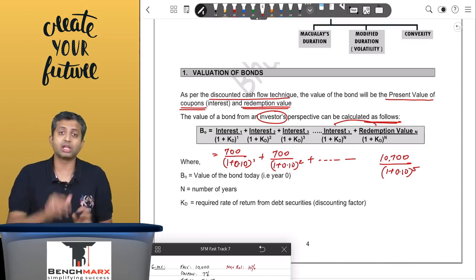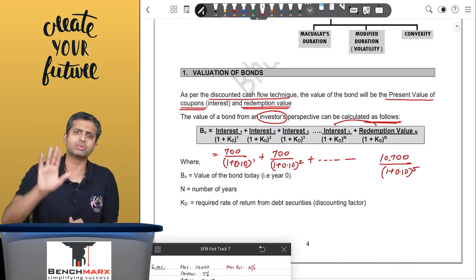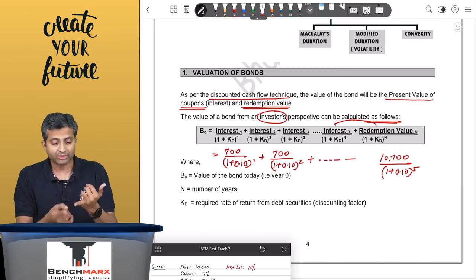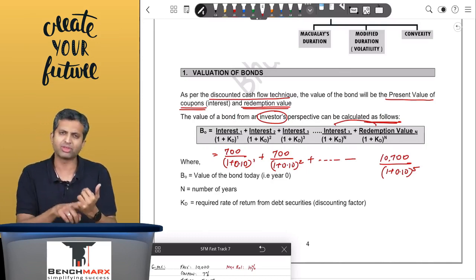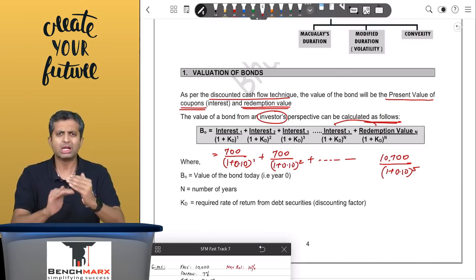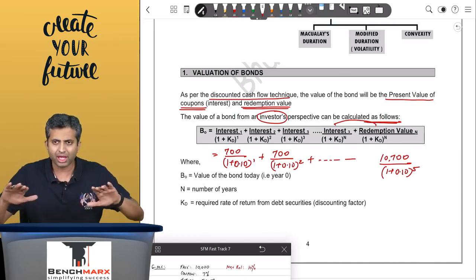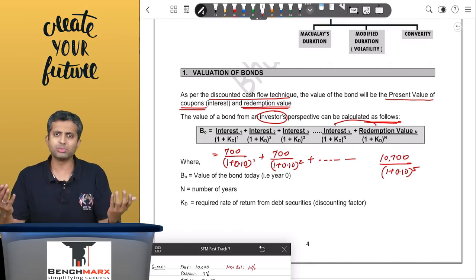In a fair market, in an efficient market, the market price will also be equal to the intrinsic value. So sometimes the institute uses the words find the fair price. Sometimes they say find the intrinsic value. Sometimes they say find the market value. Usually these terms are used interchangeably because ideally in a fair market, the intrinsic value will be equal to the market price.